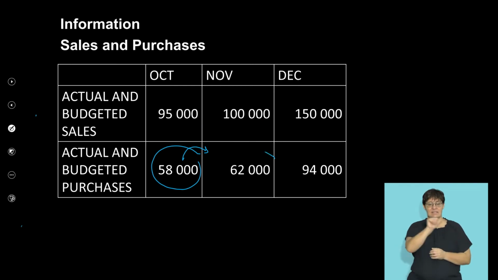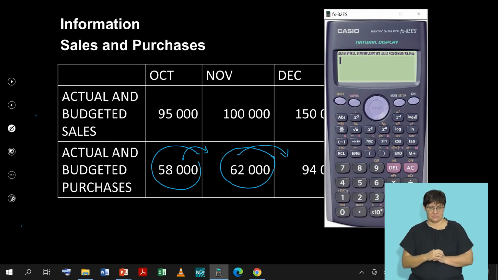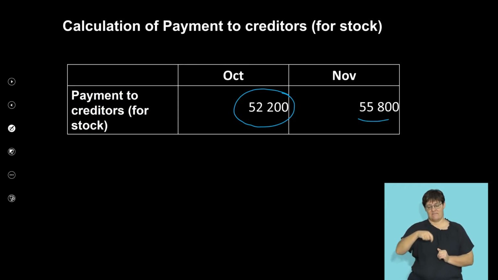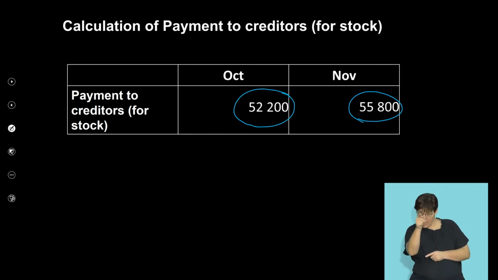Right. Now, we have to work out the next month, and we're working on 62,000 now, because obviously the 62,000 which you purchased in November will be paid for in December. Therefore, you start off with your 62,000. Remember we said we're paying 90% of the amount. Therefore, that gives you a figure of 55,800. And here you can see your 55,800. So those are your payments to your creditors.